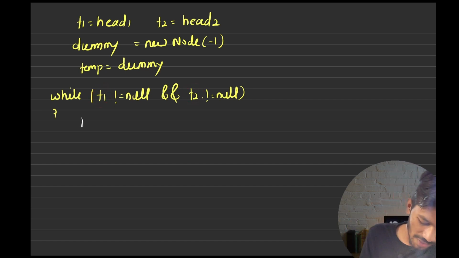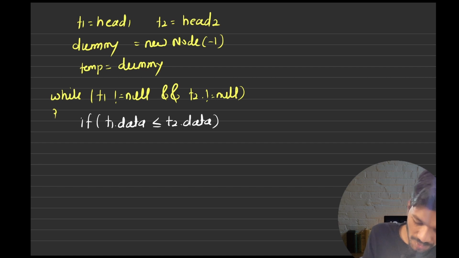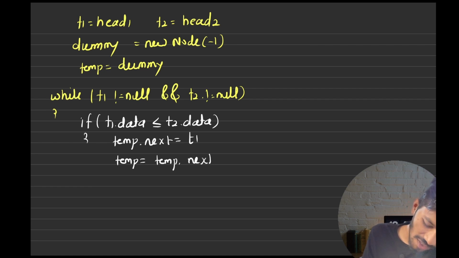So I can simply write: if T1.data is less than or equal to T2.data, then temp.next is nothing but T1. I can simply move temp to the next point, that is temp = temp.next, and I also need to move T1 = T1.next.